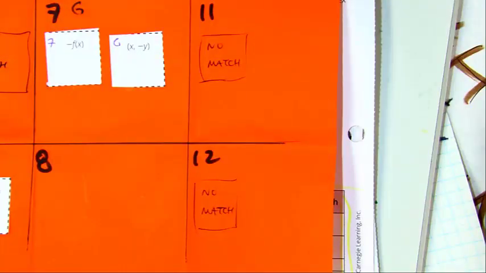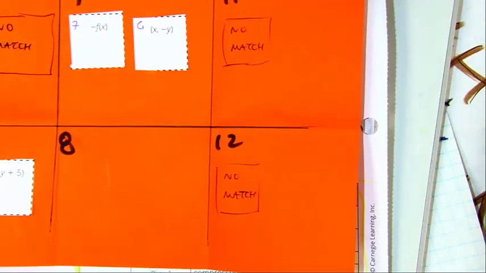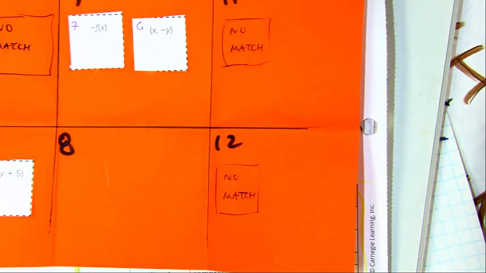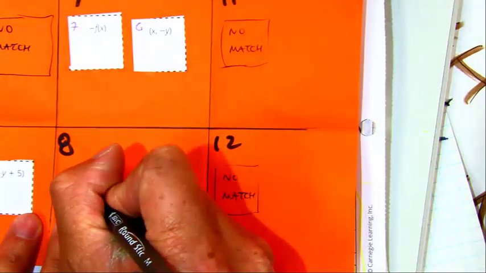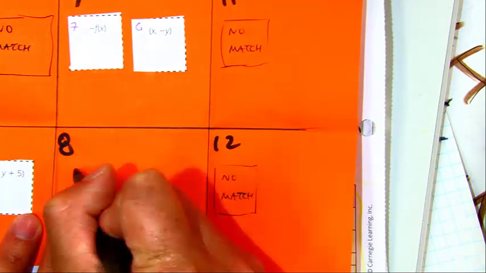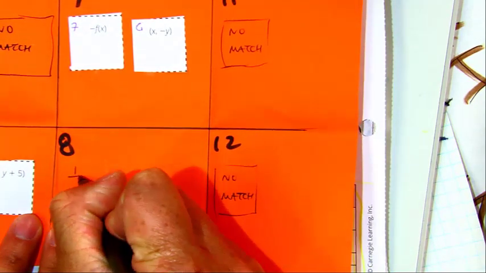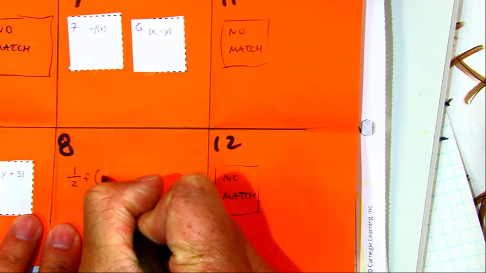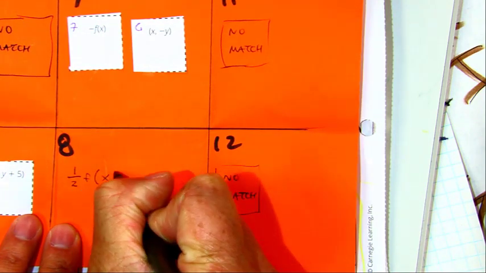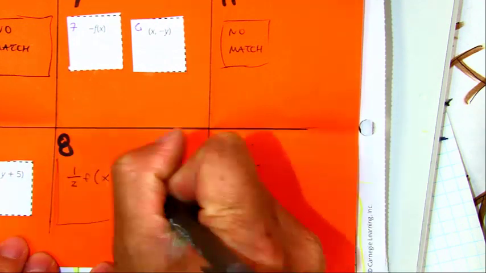Number 8. What do we got left? Uh-oh, I lost it. What does number 8 say? 1/2 on the outside? Yeah. And then F? Just X? Just X. Alright, this is number 8.